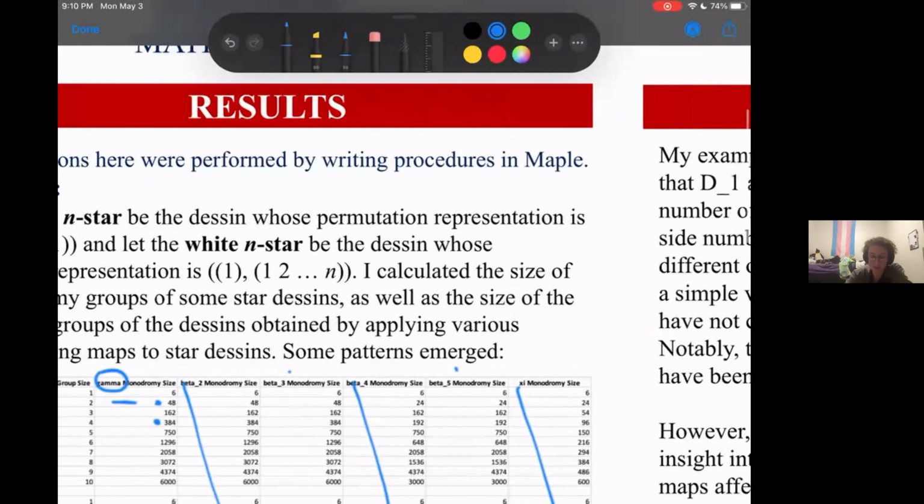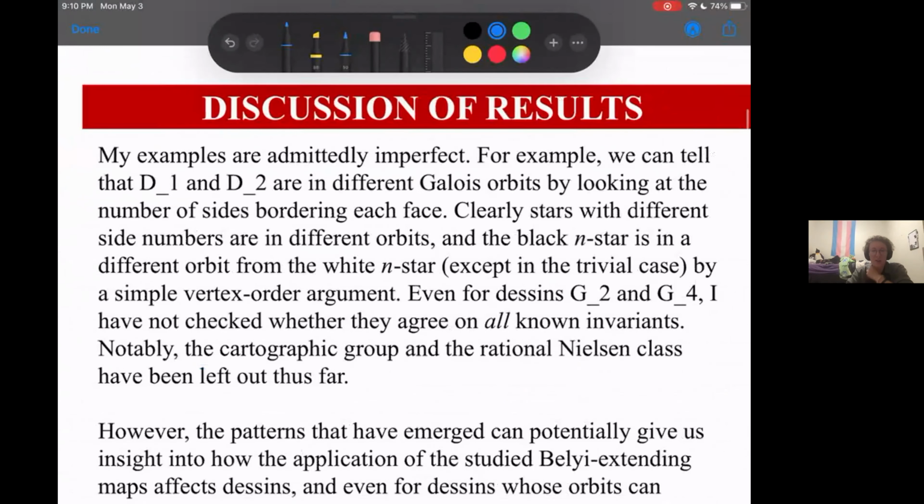As I mentioned, these are not perfect examples because some of the Dessins we already knew were in different orbits because of other invariants that I listed before. Though again, I still think it is useful to see when these Belyi-Extending maps distinguish them, because maybe that'll help us understand the Belyi-Extending maps so that we could know when it is good to use them in other contexts.